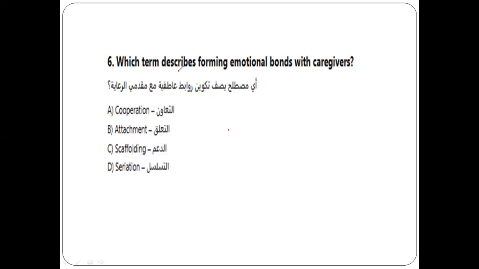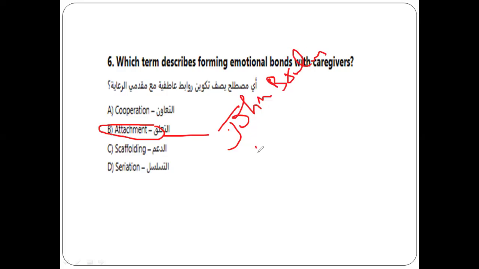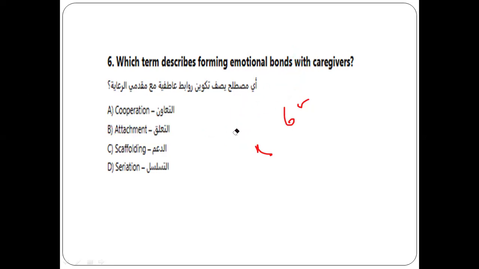Then we have: which term describes the formal emotional bonds with the caregiver? We call this attachment. This theory was given by John Bowlby, and he described four stages, one of which is from birth to 6 weeks. Then we have 6 weeks to 12 weeks, and the stages we call indiscriminate, discriminate, and multiple. I'll suggest you go and find out about attachment theory, John Bowlby, and the stages.